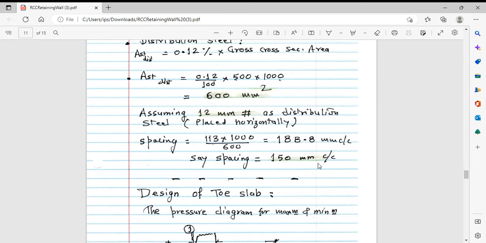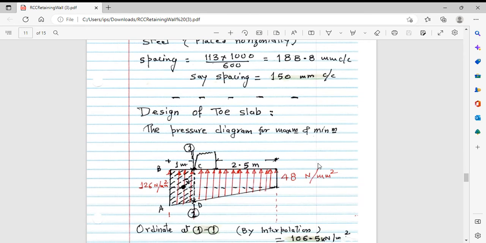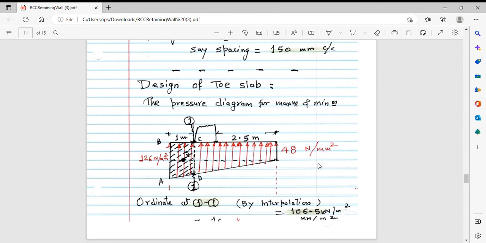Now we'll go for the design of toe. Now, just see, total width is 4 meter. This width of the heel is 2.5 meter. This is the base of the stem, 0.5, and this is 1 meter. Almost the pressure is coming from here, and we are neglecting the soil above the toe.